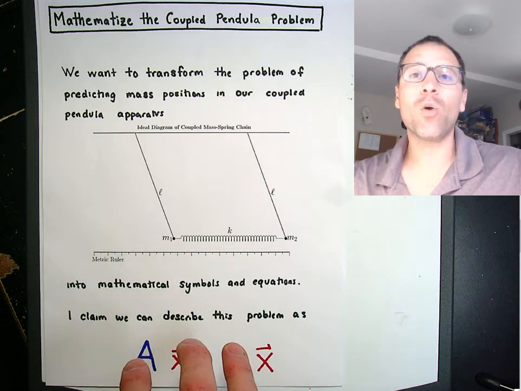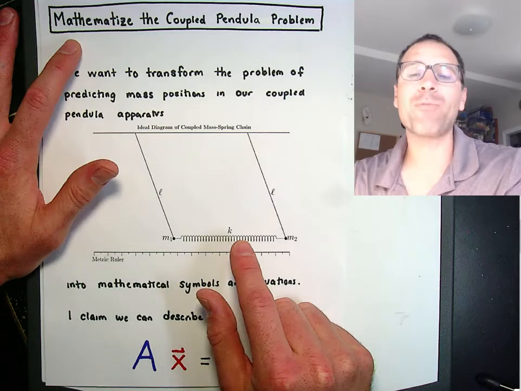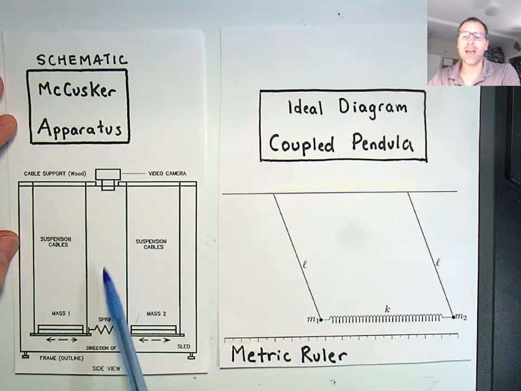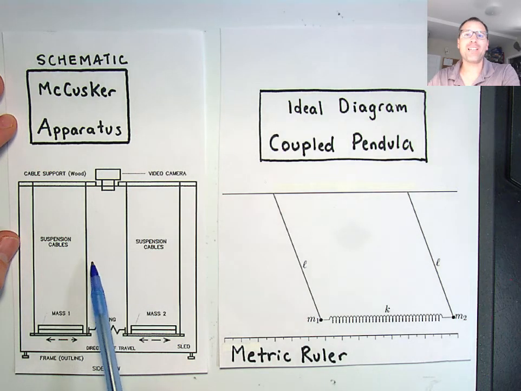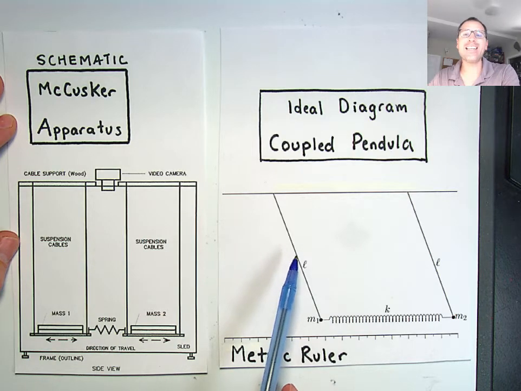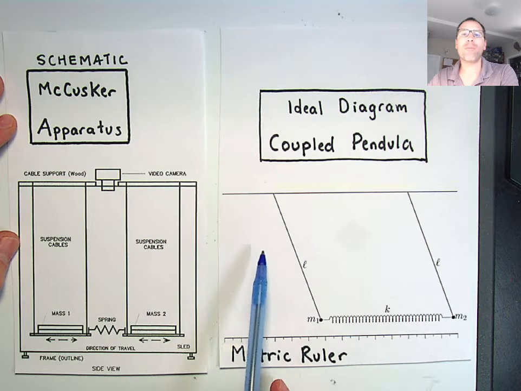In this video, though, we're going to focus on observing some of the features of the McCusker apparatus that are most relevant to mathematizing this problem. Let's start our exploration by looking at a schematic describing the McCusker apparatus. You see that schematic on the left-hand side of the screen. On the right-hand side is an ideal diagram of the components that are most important for the mathematical model.